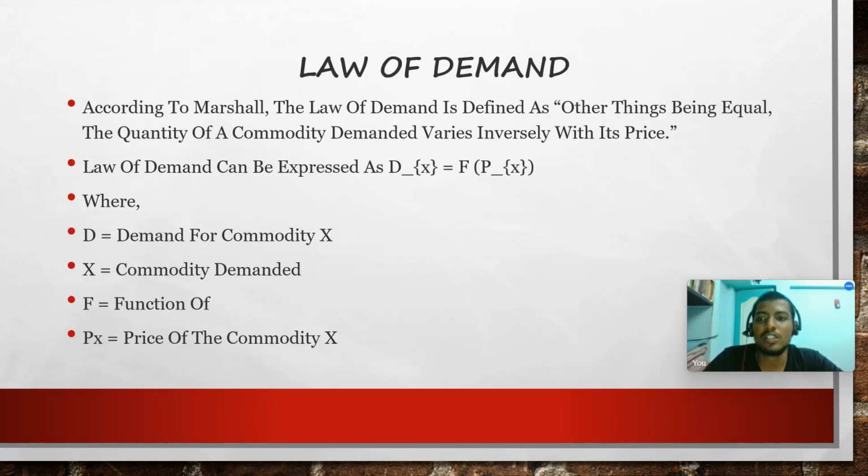Next we are going to the law of demand equation, which is represented by Marshall. The law of demand is defined as: other things being equal, the quantity of a commodity demanded varies inversely with its price. The law of demand can be expressed as Dx = f(Px), where Dx is the demand for commodity x, x is the commodity demanded, f is the function, and Px is the price of the commodity x.